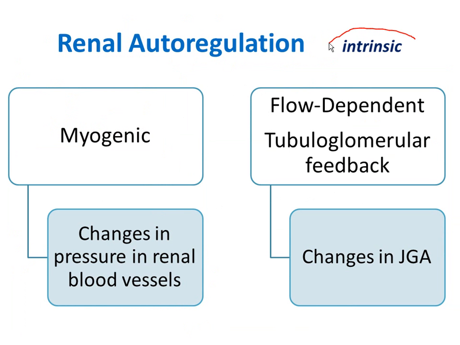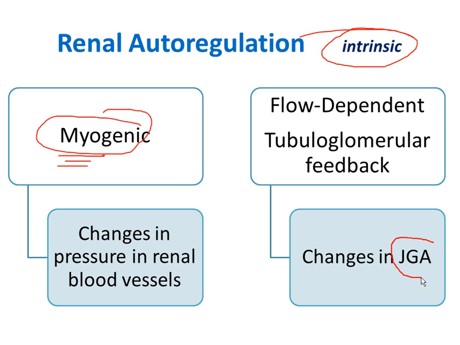Alright, so intrinsic autoregulation, myogenic, that prefix right there, myo, means muscle. So that deals with the smooth muscle in the blood vessels and the fact that they can respond to stretch. This other one, this flow-dependent one, is dealing with the juxtaglomerular apparatus, a collection of different cell types that's nestled between the arterioles and the glomerulus itself, and the Bowman's capsule.